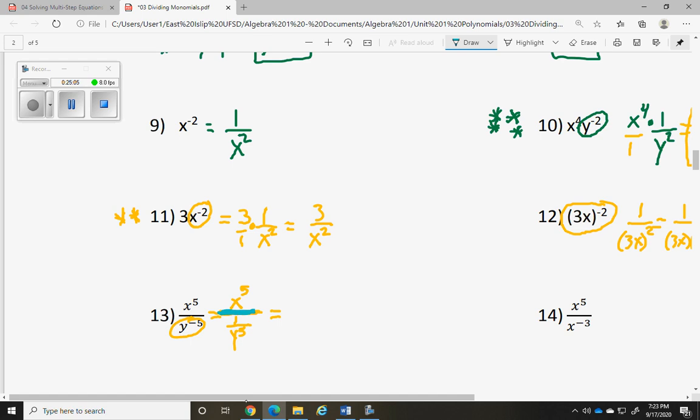So if I were to rewrite this using a division sign like that, in 6th grade, I think it was, you would say keep, change, and flip. So do you see the answer really turns out to be x to the 5th times y to the 5th. And that's your final answer.